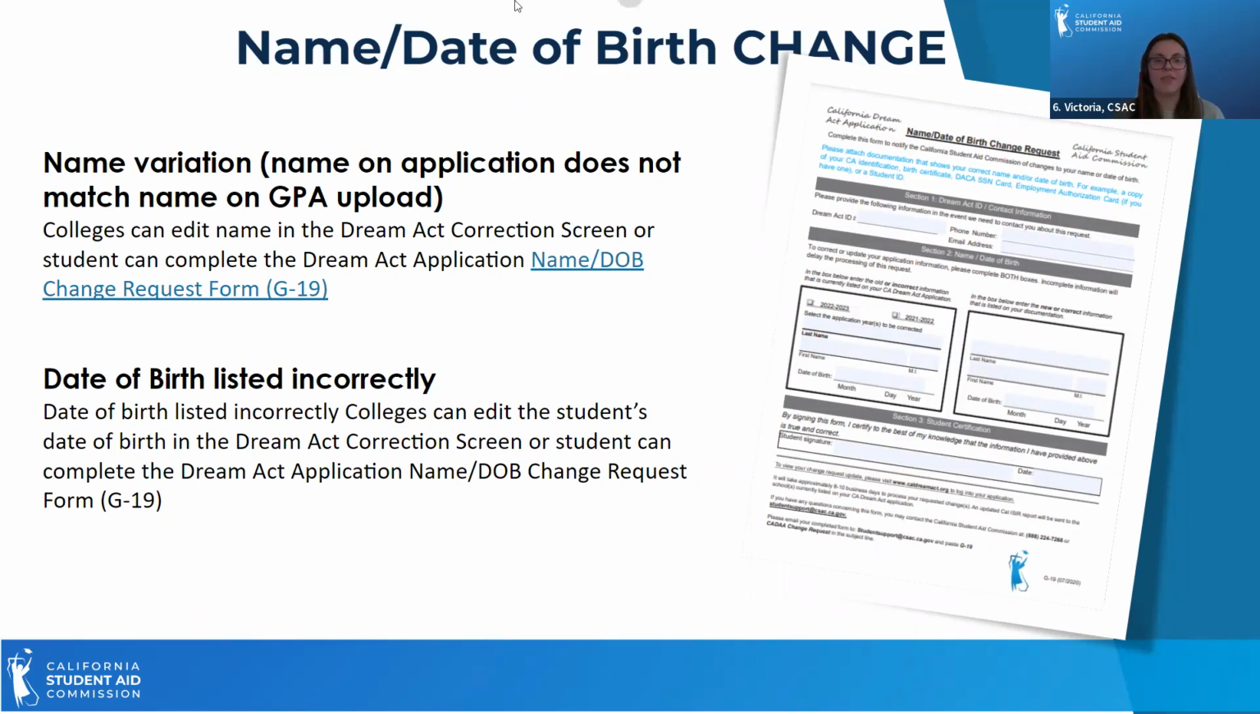And then if the date of birth is listed incorrectly, again, same process. So name and date of birth will need to be done either on the college's end or the student can initiate that process. And I see Madeline just put the link to that form in the chat.